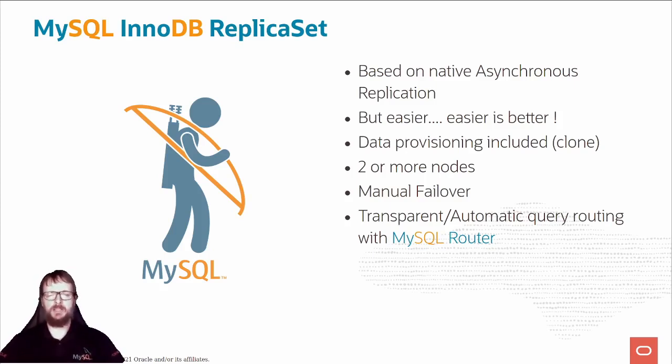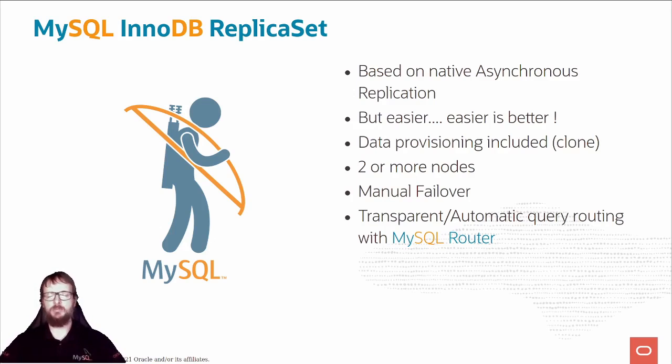So MySQL InnoDB ReplicaSets are based on the native asynchronous replication known by a lot of MySQL DBAs, right? This is where we use binary logs that we have enabled earlier, where we use GTID that we have also enabled earlier, and stuff like that. But it's easier, and easier is better, right? So let's see how we can do that.